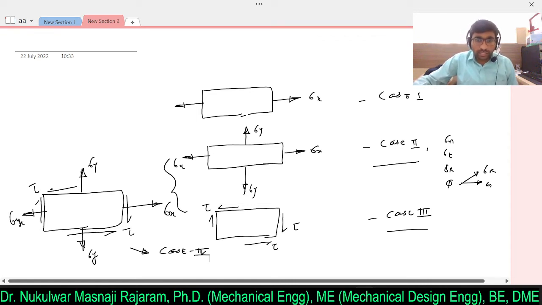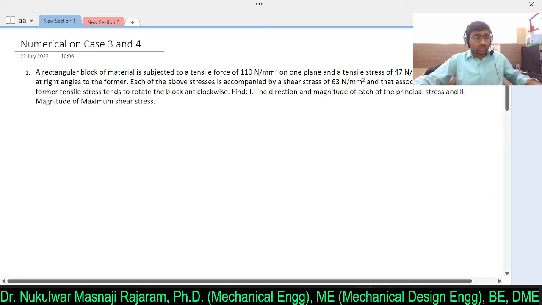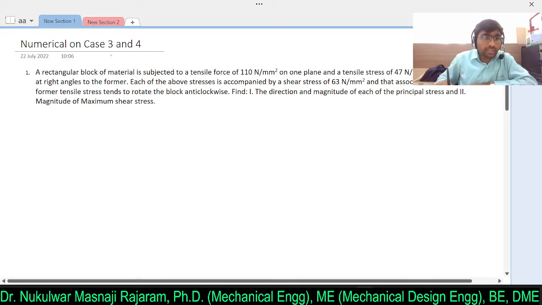In the last lecture I also covered numericals on the first three cases. Today I will cover three important numericals based on case 4, that is, when two mutually perpendicular like stresses act on a body along with a simple shear stress. First we will see the first numerical. So let's start by reading the numerical.